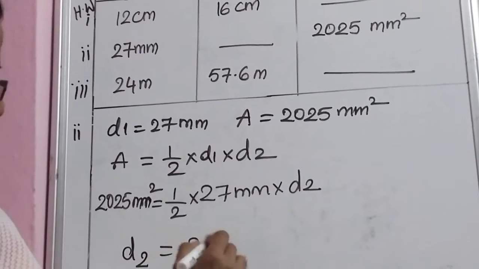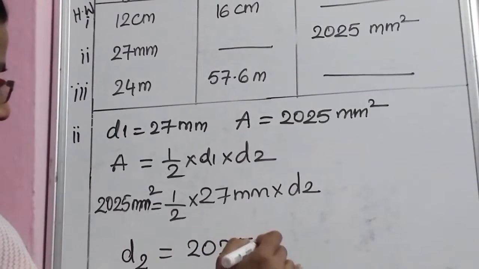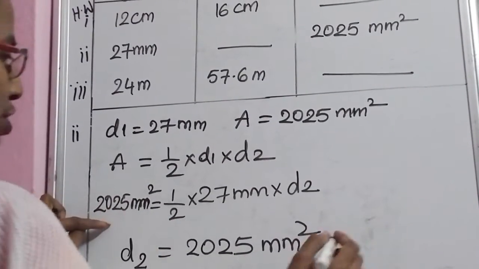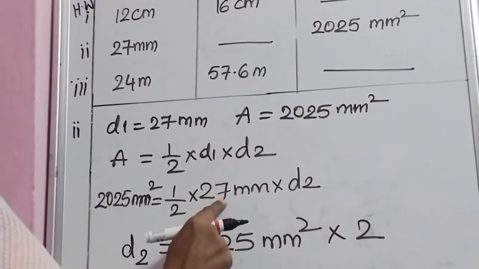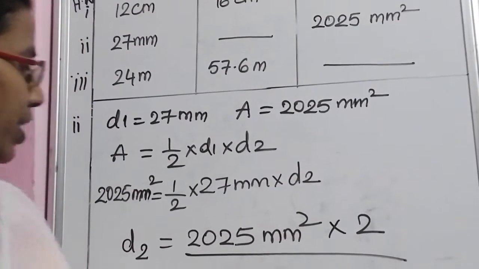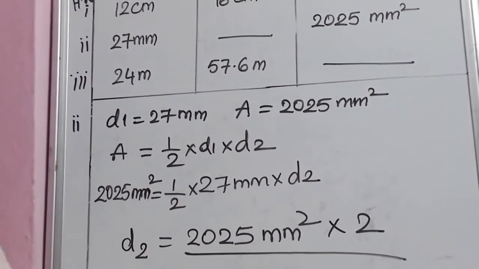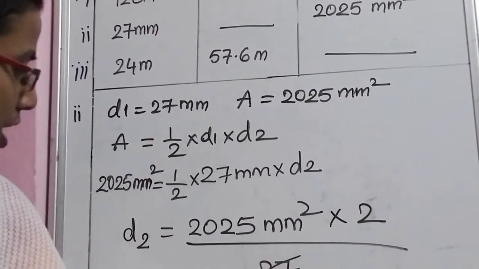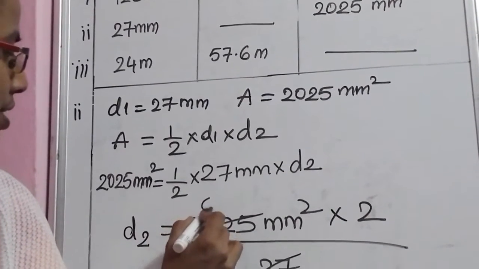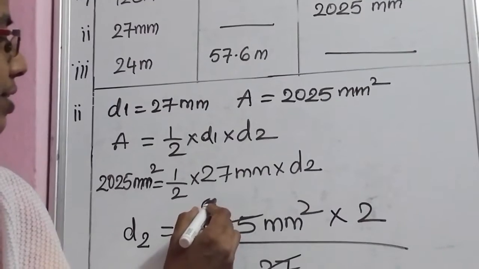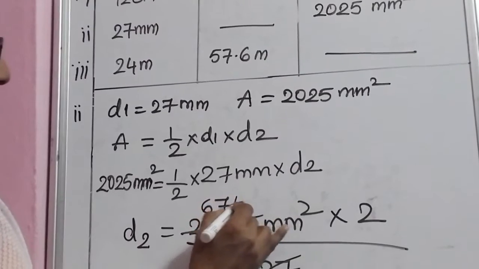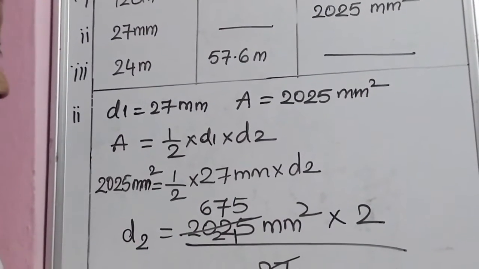Now see that D2 is to one side and the remaining terms are to the other side. So this side you know that 2025 square millimeters is there. Division when it is transposed becomes multiplication, multiplication when it is transposed becomes division, divided by 27. So let's cancel. 3 nines are 27. 3 sixes are 18, 2 is left. 3 sevens are 21, 1 is the remainder, 15. 3 fives are 15.